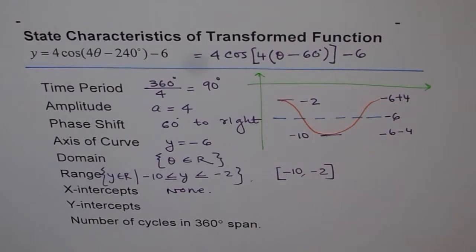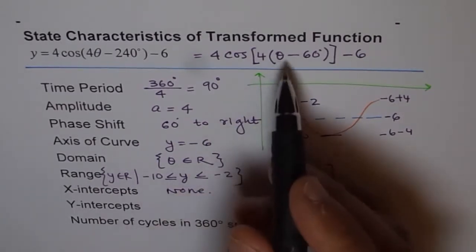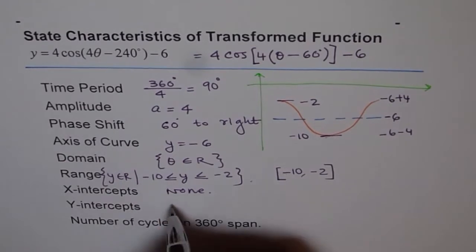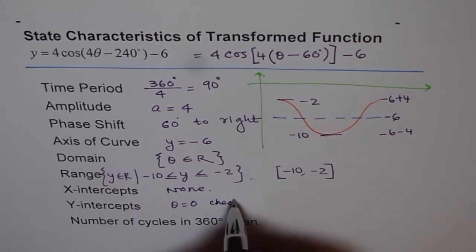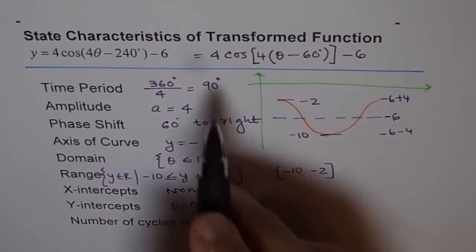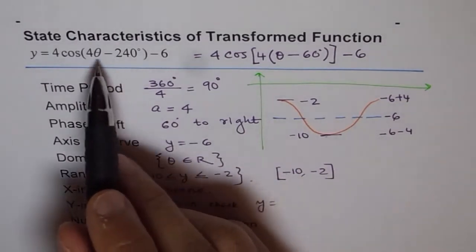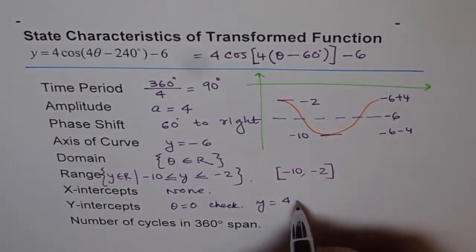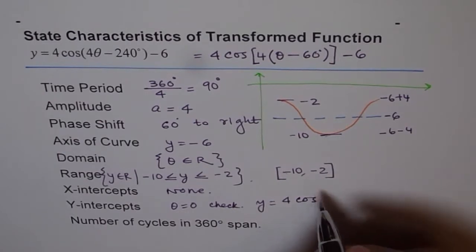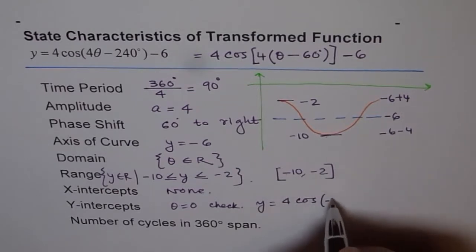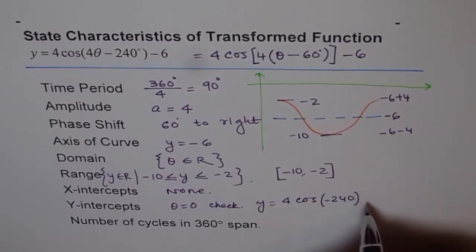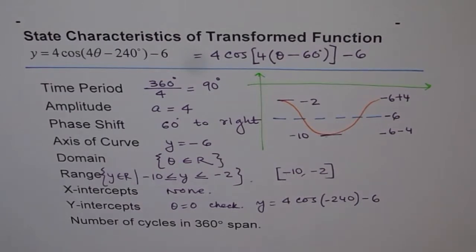How about the y-intercept? Of course, the graph is periodic, right? So there will be a y-intercept, correct? To find the y-intercept, you have to put theta equals 0 and calculate. That is the best way. Just put theta equals 0 and then check the y value. So then y equals, for us, if I put theta 0 here, I can use this equation. It is 4 times cos of minus 240 minus 6, correct? So that is the value.